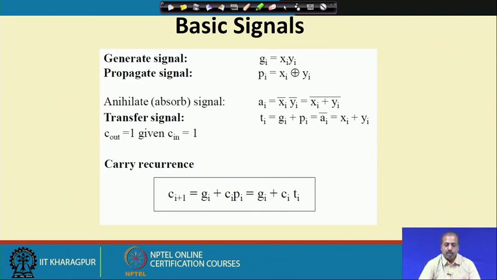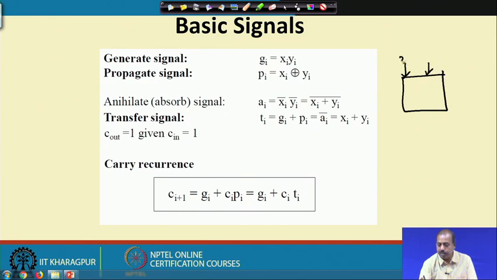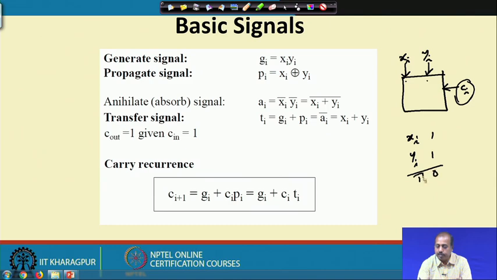Now, you see that for a particular stage, if I take an example, suppose this is a particular adder stage. It has xi and yi as the bits to be added, and Ci is the carry, and it produces the sum output and the carry output. Now, we try to see when a carry will be generated from this stage. The carry will be generated when xi and yi both are equal to 1, irrespective of whatever be the carry coming from the previous stage. So, it will generate a carry.